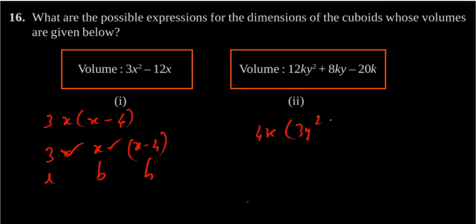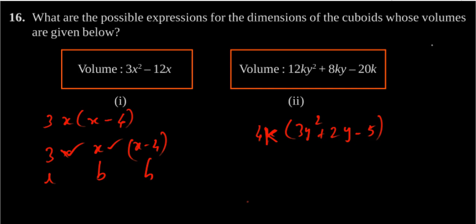3y square plus 2y minus 5. 4k we are taking outside, 3y square plus 2y minus 5. Now we need to get 3 factors. So 4k, k is a constant, so you can keep k along with 4. So 4k is one of the factors. Here we have one quadratic expression. So let me factorize this one.